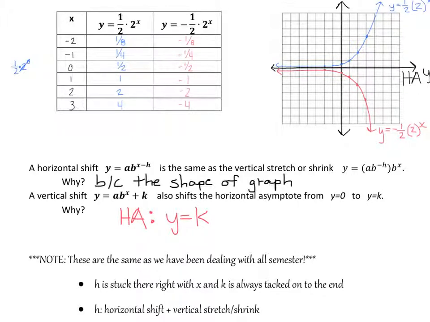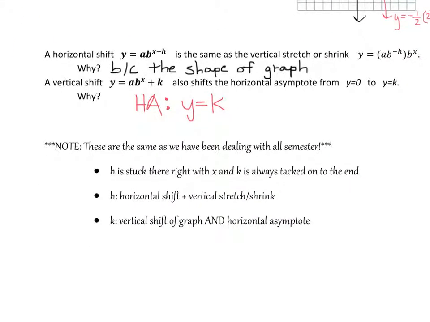All right, h and k are the same as we've been dealing with all semester. H is stuck right there with x. Since x is an exponent, h is also in the exponent. Remember, h is backwards. When it's positive, it goes left. When it's negative, it goes right. K is always tacked on to the end. It's just the number at the end of the equation. Okay, h is horizontal, k is vertical, and your horizontal asymptote. This is just like a summary thing down here to kind of get all our thoughts in one place.